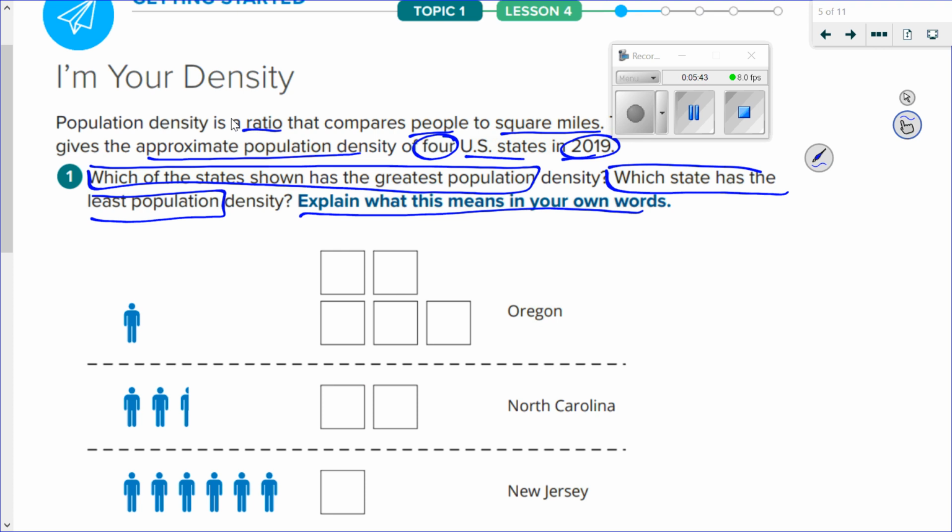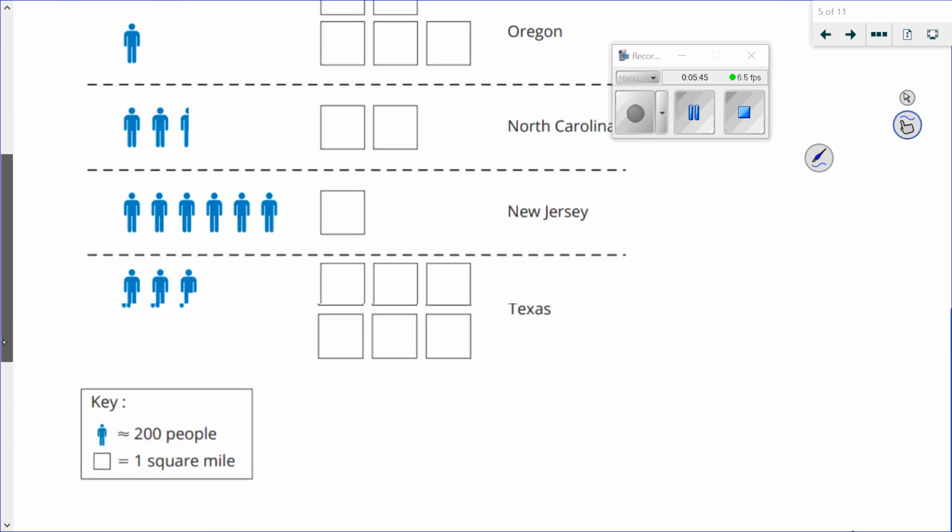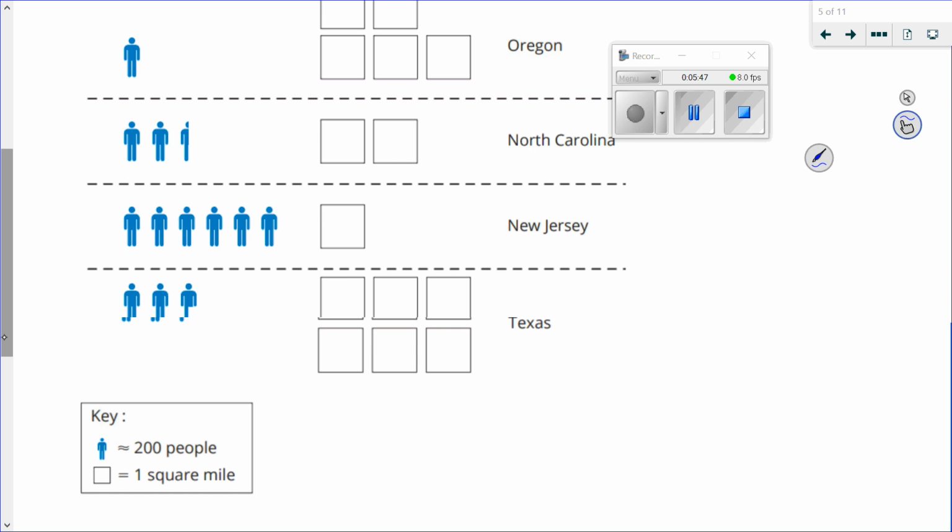So we've got a key down here to show you what it means. Every figure is 200 people. Every box is equivalent to 1 square mile. So if I have a half of a figure, how many people would that be? 100. If I have someone that's missing 1/4 of their body, 150, because that's 3/4. Does that make sense?